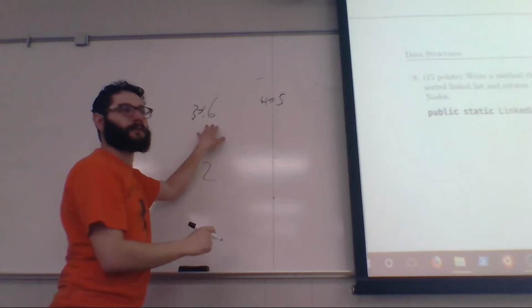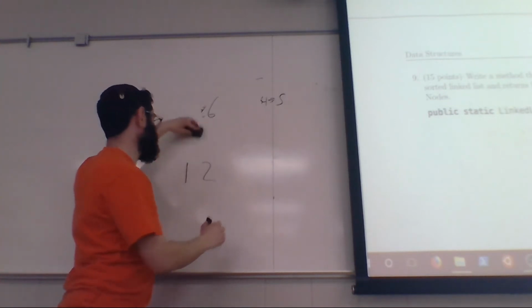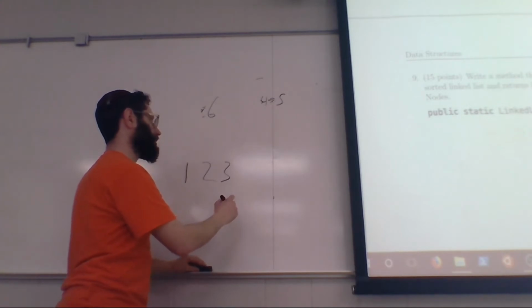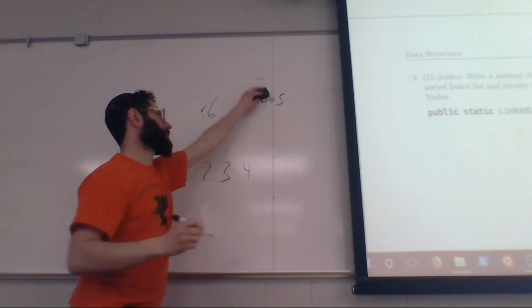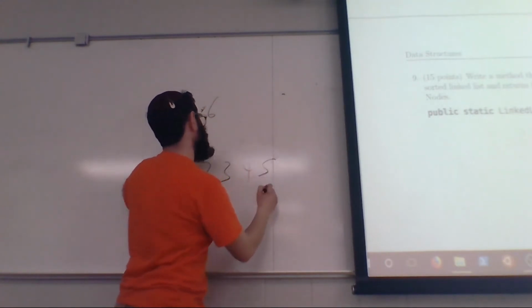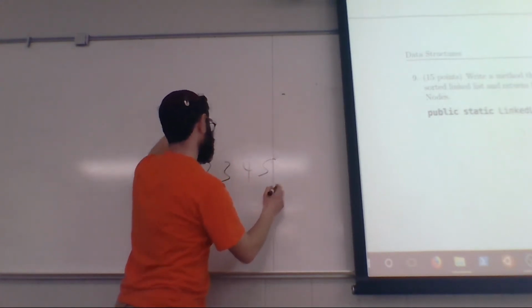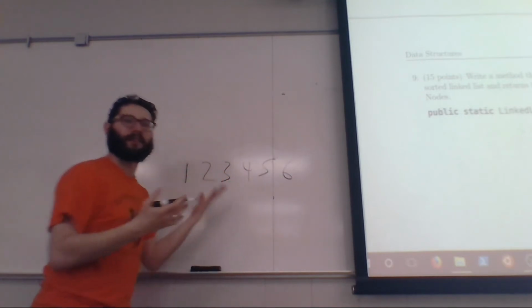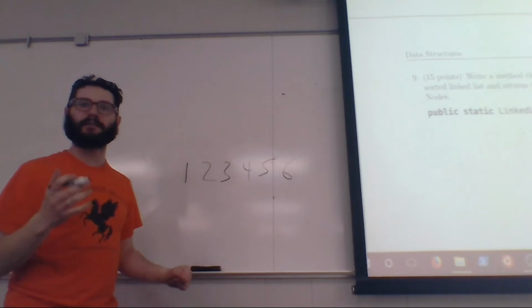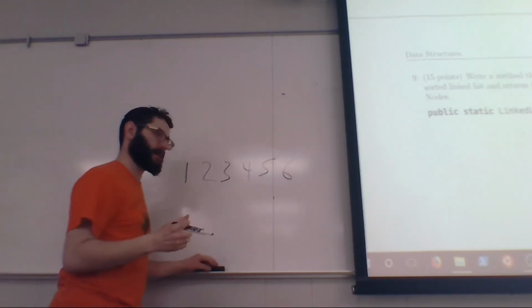Which is smaller, 3 or 4? 3 is. Which is smaller, 6 or 4? 4 is smaller. Which is smaller, 5 or 6? 5 is smaller, so we remove that one. Which is smaller, 6 or, well, 6 or anything else? Well, 6 is the only thing left, so we just move it onto the end. So that was actually a pretty useful algorithm.